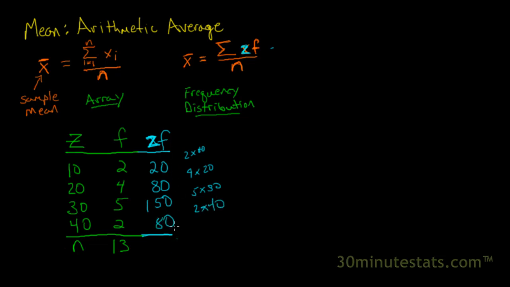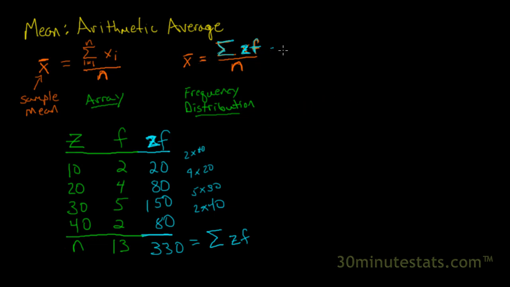Now we can add up this column because we have to get the sum, right? Our formula says take the sum of x times the frequency, or in this case z times the frequency. And so we'll take 20 plus 80 is 100, plus 150 is 250, plus 80 is going to be 330. And that's going to equal the sum of z times f. Okay, so we've got the sum of z times f. Now we've got all the information that we need to calculate our average.